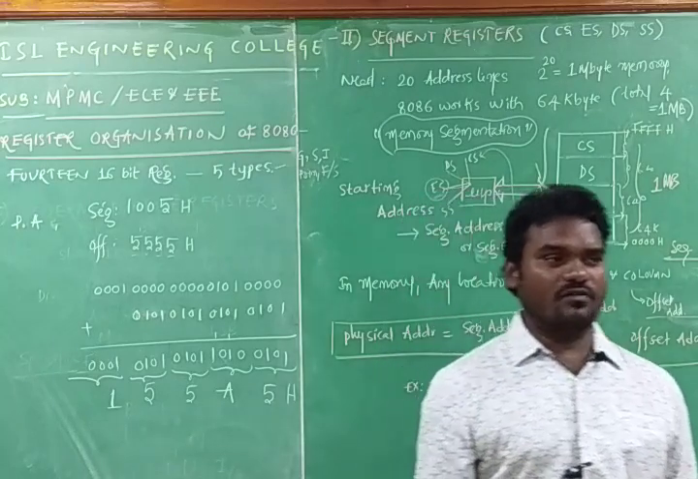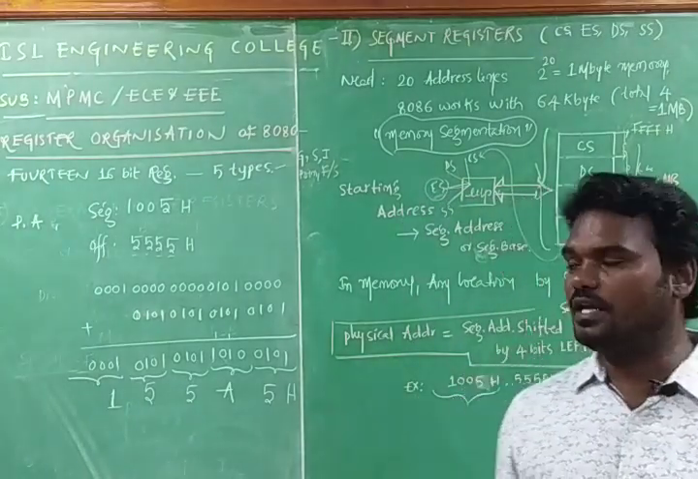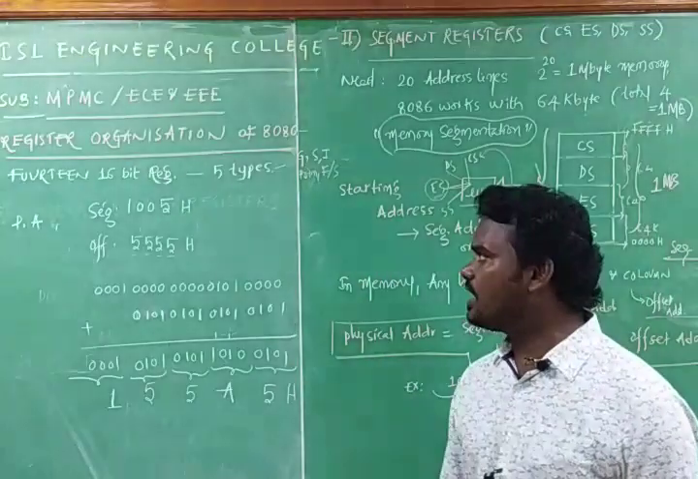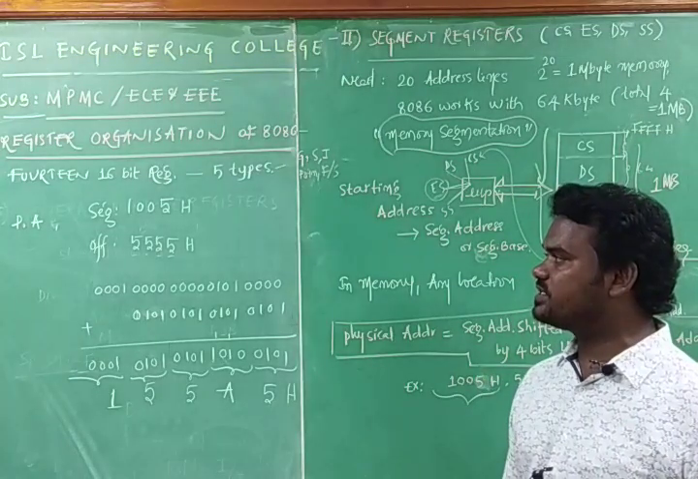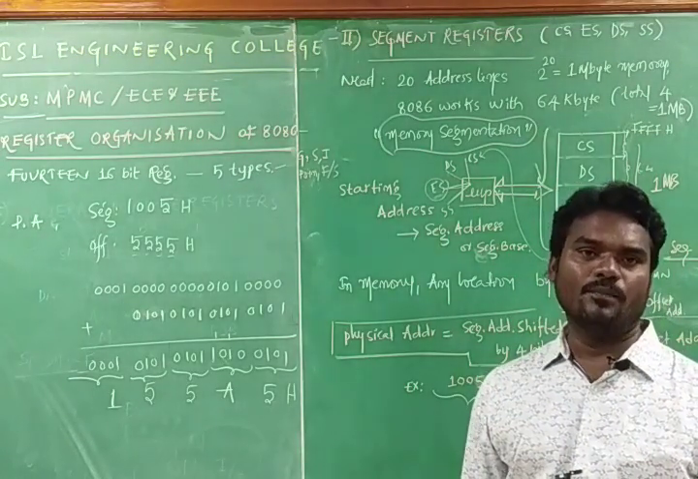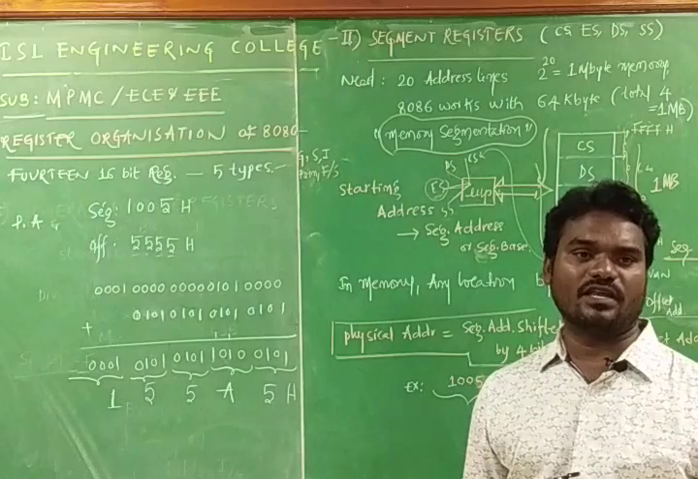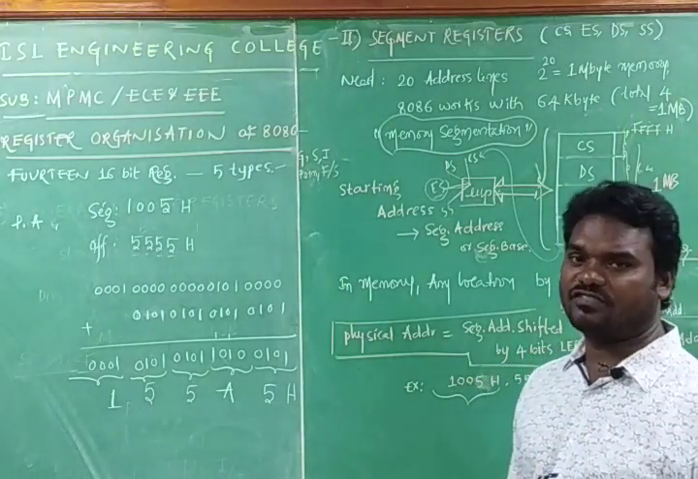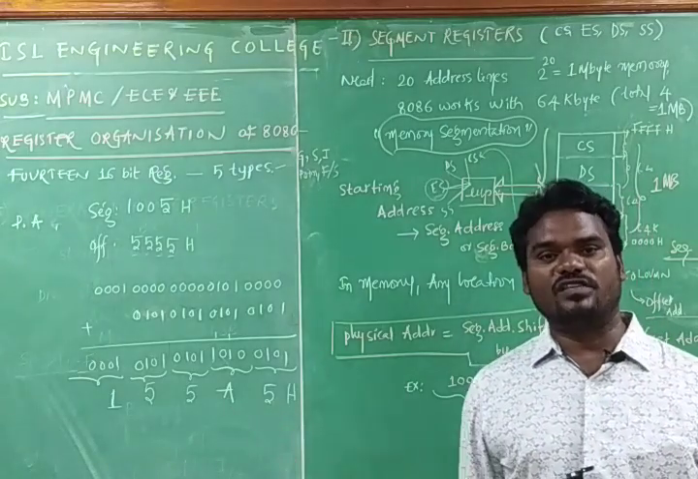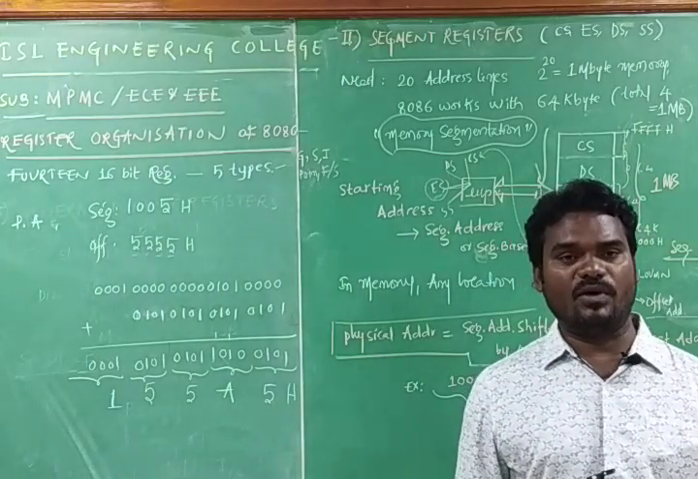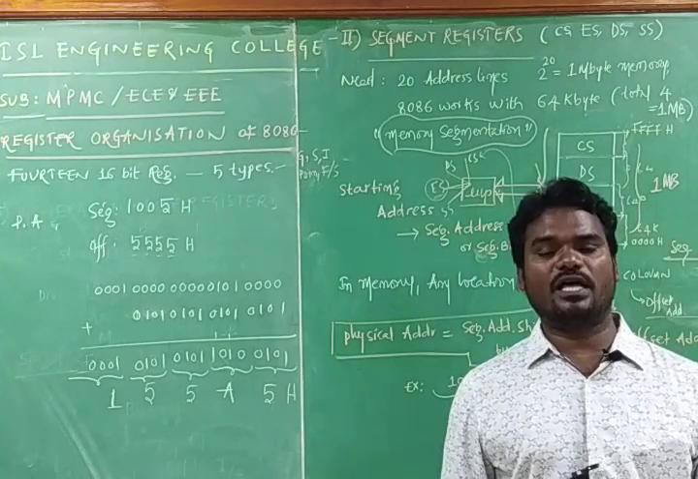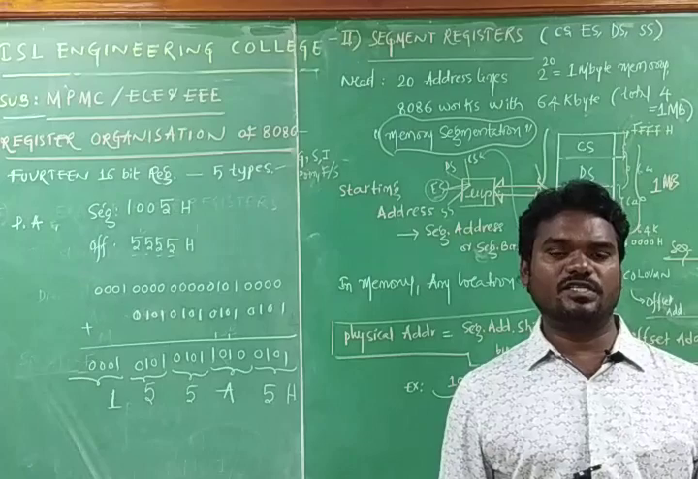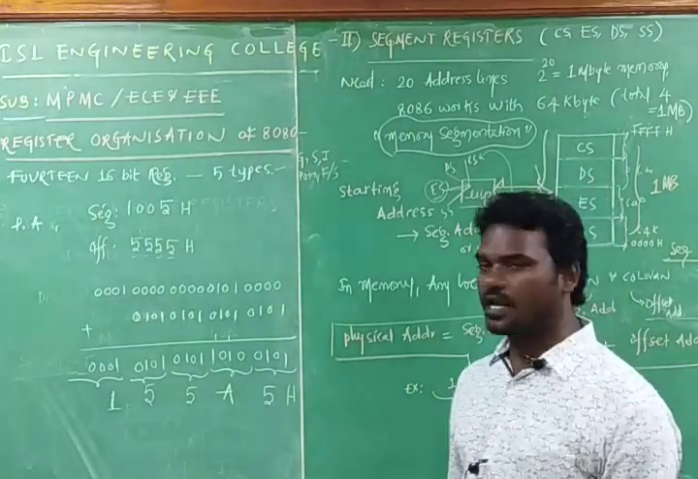With this we have completed three things in this video. One is register organization, in which we have discussed two types: one is general purpose register, another one is segment register. In the concept of segment registers, we have studied how to calculate the physical address of a memory location. In tomorrow's class we will complete the remaining three registers in the register organization. Thank you.